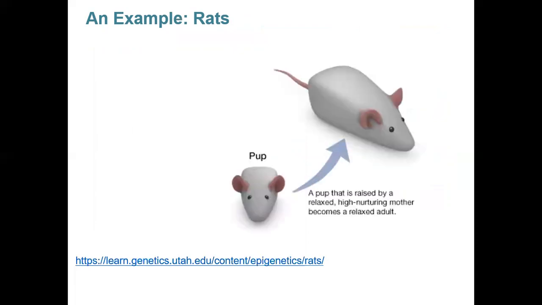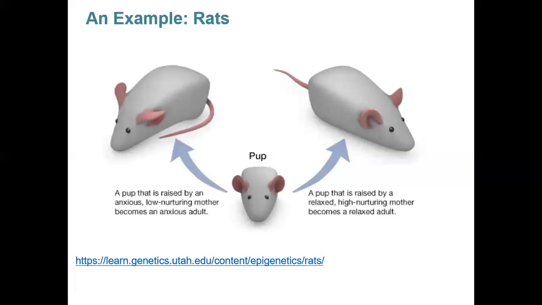There was a study done on the effect of maternal nurturing in rats. One mother rat was just a super relaxed rat. She was very mellow, spent a lot of time licking and nurturing her babies. And these baby rats turned out to be pretty relaxed rats themselves. Another mother rat was very anxious and stressed. She didn't take a lot of time to lick and nurture her babies. And those baby rats turned out to be very anxious themselves.